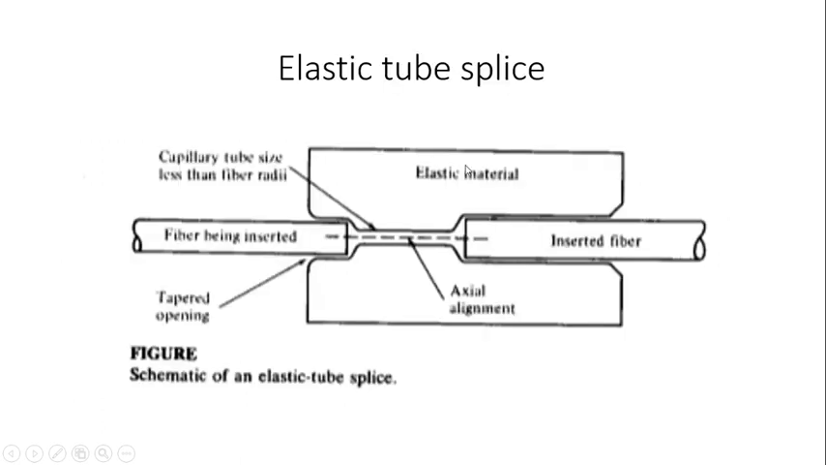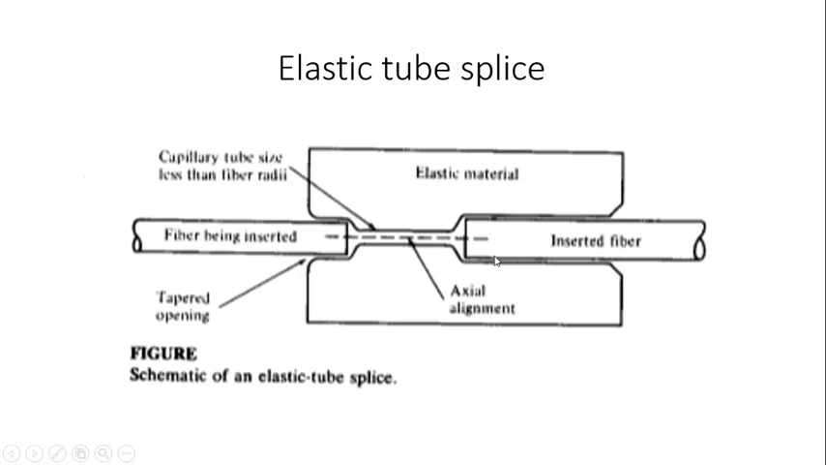Next is elastic tube splicing. Here in this type, two fibers are joined by inserting them in a tube-like structure, such as a snug-fitting glass tube, or a thermal shrinking or elastic tube. So the two fibers are inserted in a tube-like structure. In the figure, this part is elastic material, and this is also elastic material.